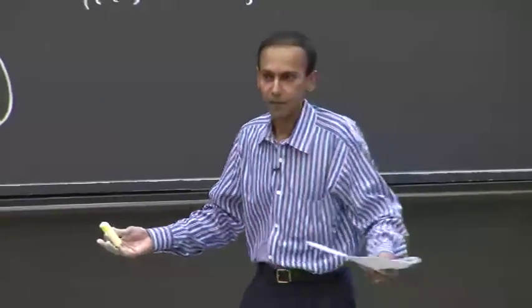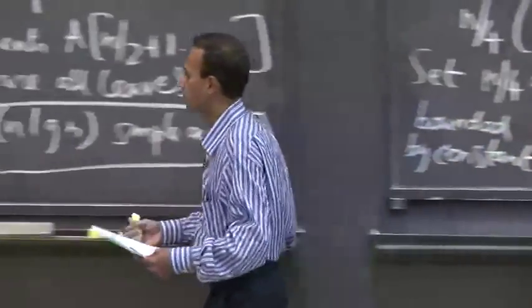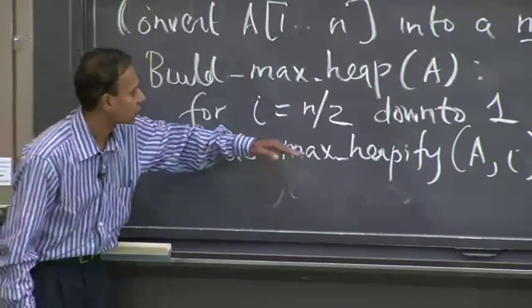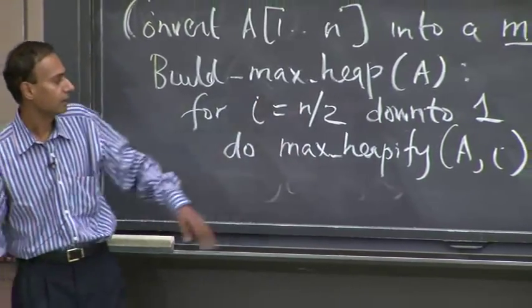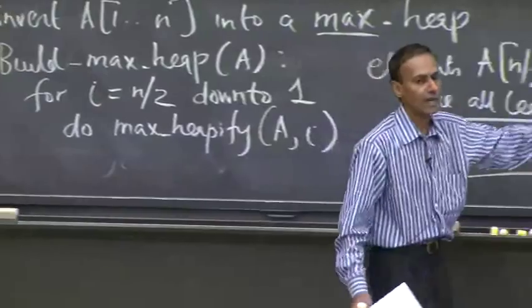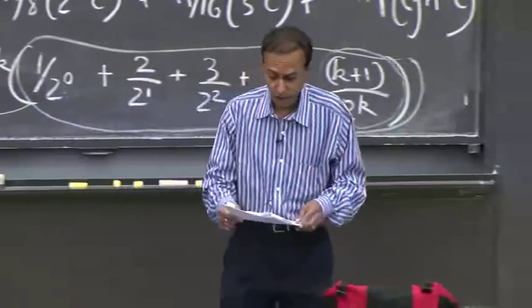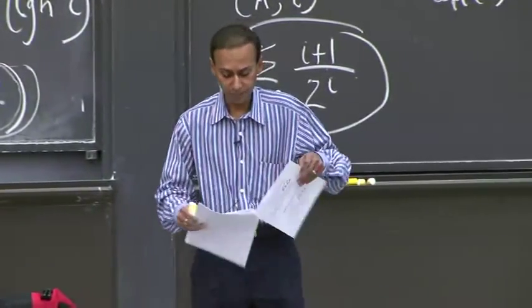Doesn't always happen. But that tells you that you have to have some care in doing your analysis, because what really happened here was you did a rudimentary analysis. You said this was order log n, big O log n, and you said this was theta n, and you ended up with this. But in reality, it's actually a faster algorithm. All right? So that's the good news. Build max heap can be done in order n time.